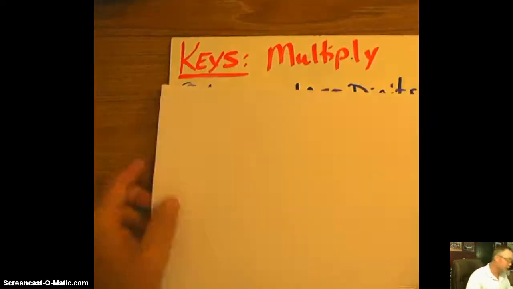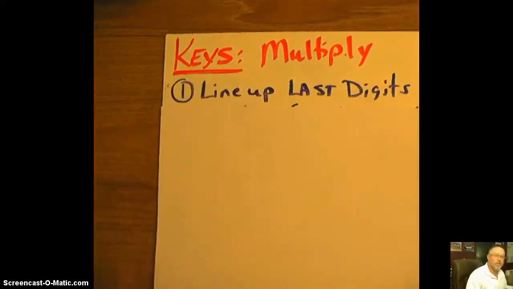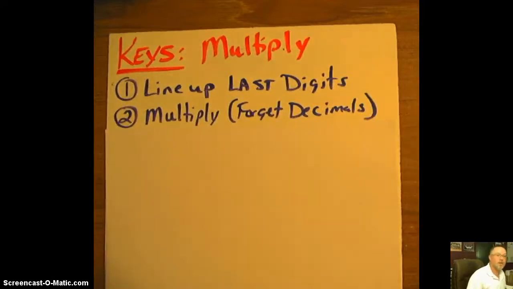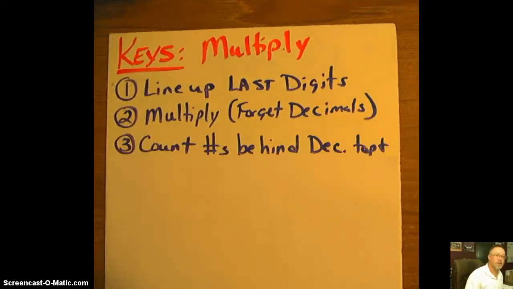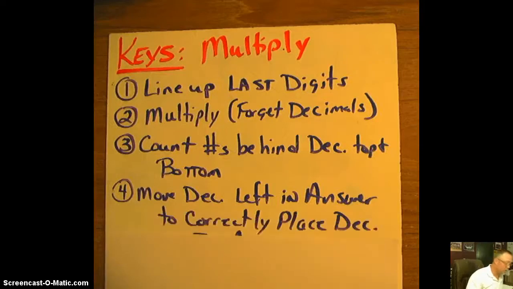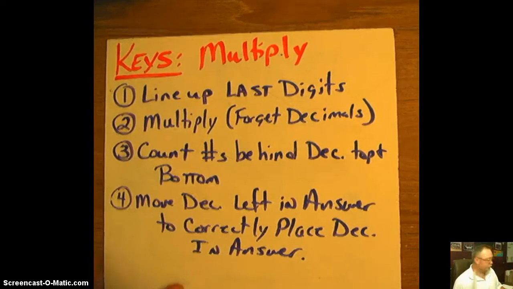So to finish up, some of the keys that we want to talk about with the multiplication part of the process: the first thing is line up your last digits. Biggest step in the process. Second, multiply. Forget the decimals at that point. Third, count the numbers behind the decimals in the top and bottom numbers. Step 4, move that decimal left in the answer the amount that you counted for the top and bottom numbers, so you'd have it correctly placed in that answer. So that's for multiplication.